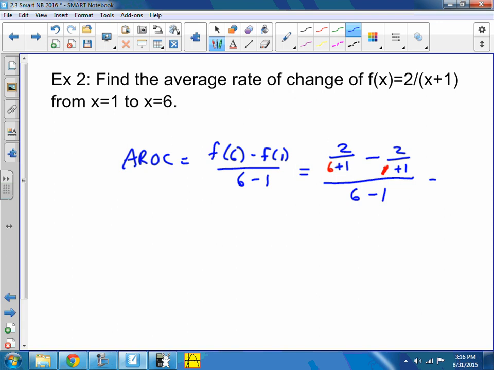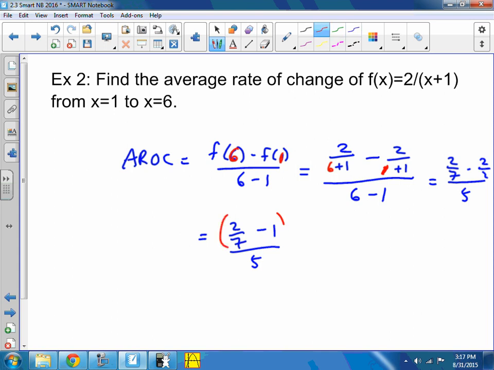So the bottom's still 5, but the top is calculated using the 2 over something plus 1 rule. So the 6 and the 1 I got from my inputs here. So this is 2 over 7 minus 2 over 2 all over 5. So what we probably should do on something like this, if you remember from your Algebra 2 class, is maybe simplify it as much as possible and then clear the complex fraction.